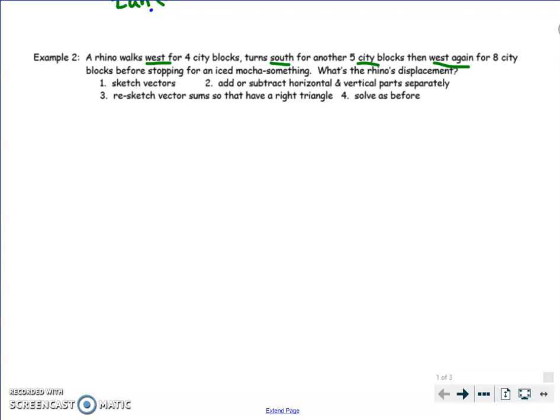So first thing we're going to do is sketch those vectors. We're going to try to make a right triangle of this whole thing, even though it's not going to look like it initially. So I'm going to start here. I'm going to start over here because west is left. So I'm going to go west, and I'm going to call that 4. Then we turn south, so I'm going to keep going from the end of that, and we went 5. And then we went west again, 8. So then we're going to go over here, 8.